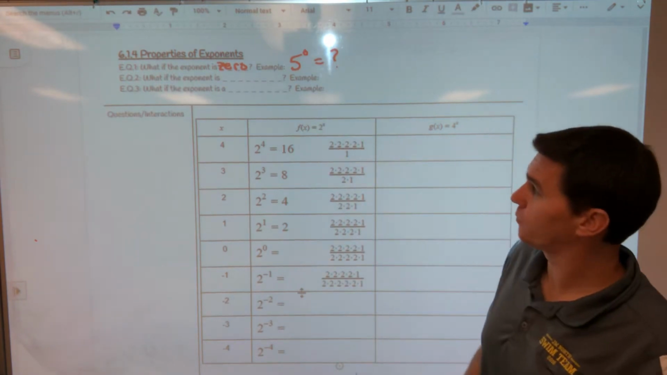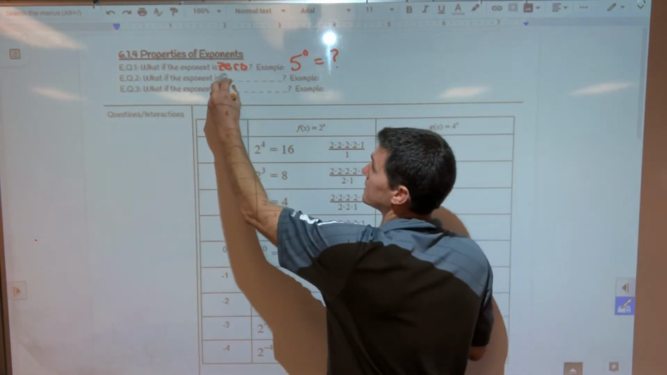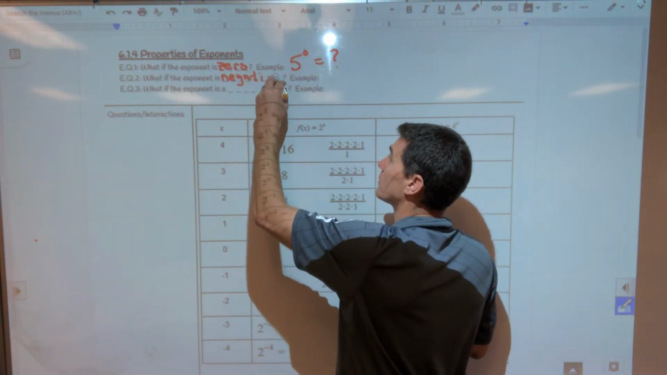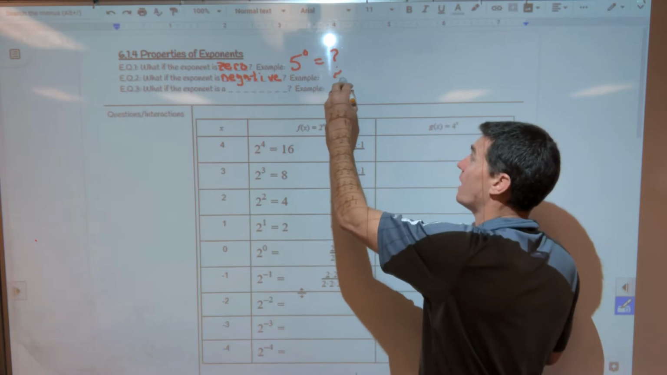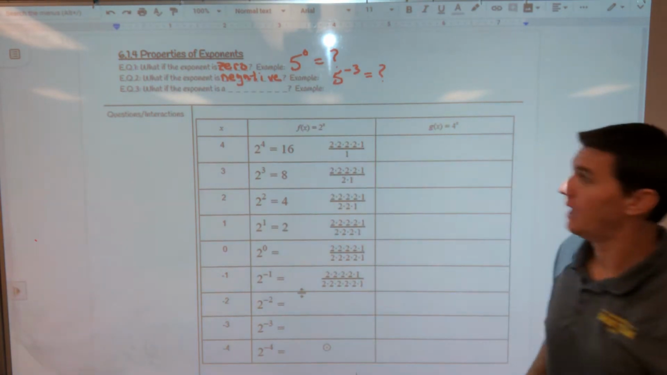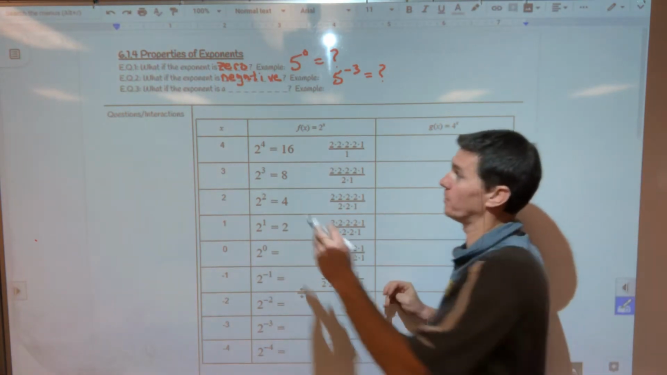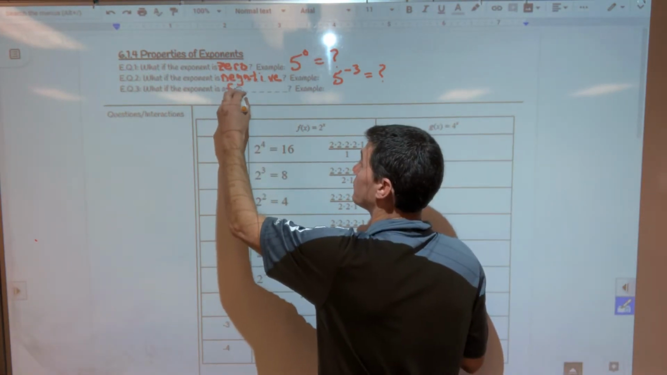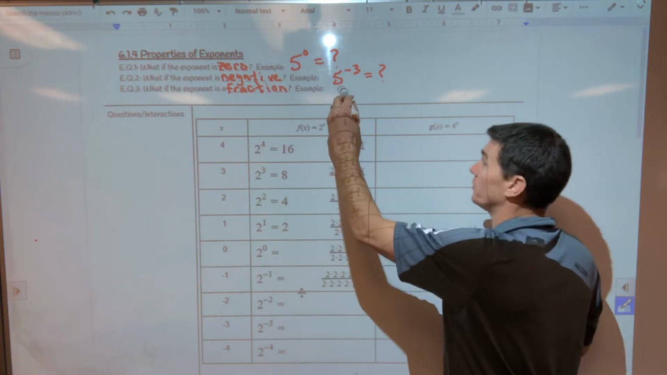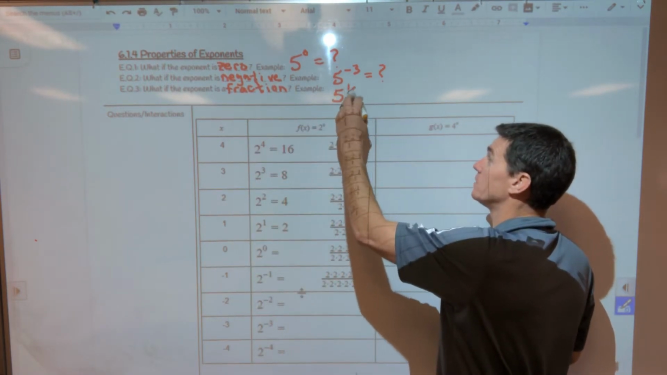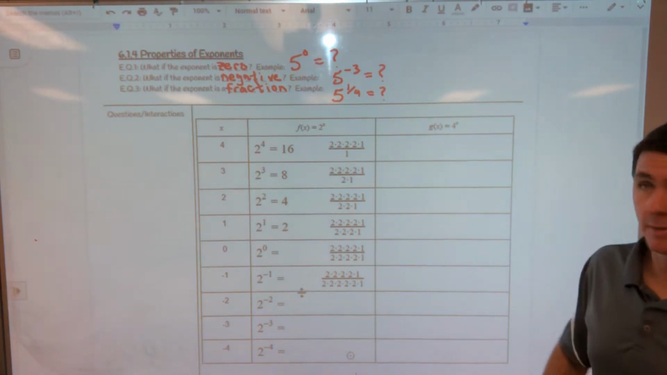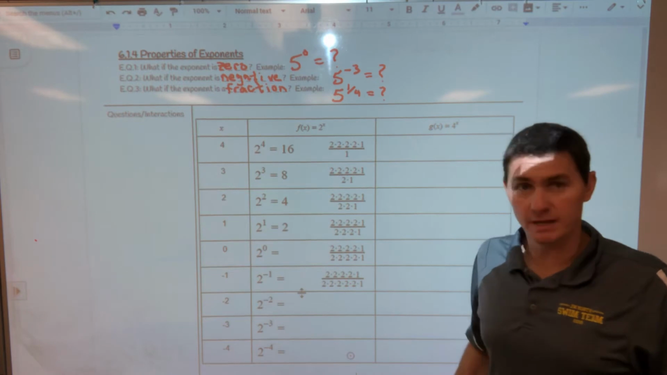Let's also talk about what if the exponent is negative. For example, 5 to the negative third. What does that equal? And lastly, let's talk about what if the exponent is a fraction. For example, 5 to the 1/4. What does that equal?